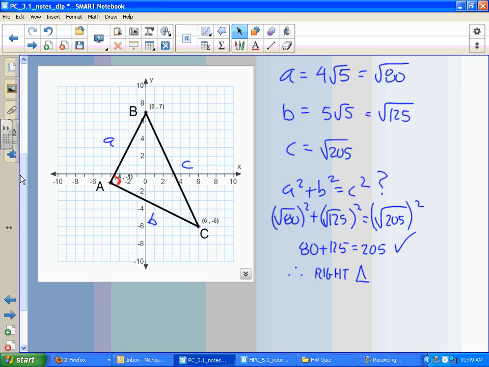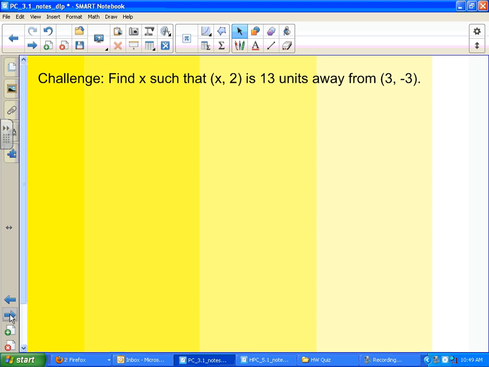Again, you could have used slope. That's another way. All right, I'll leave this. We'll stop here on this one. I think this might have been a homework problem. Challenge. So, any questions before we roll on? Yes. Go back. Yeah.